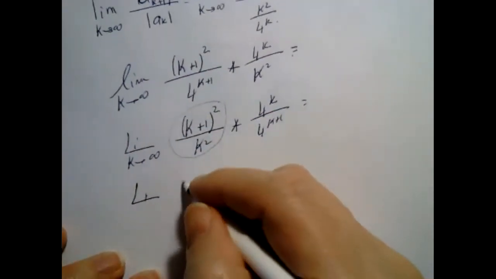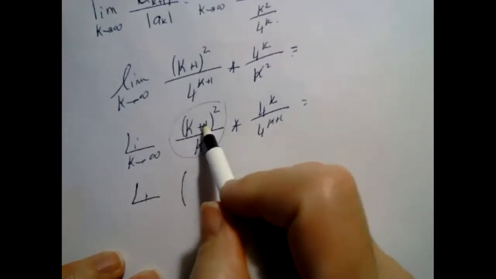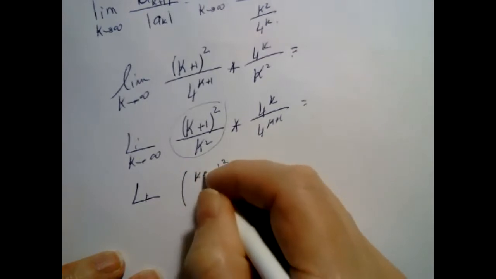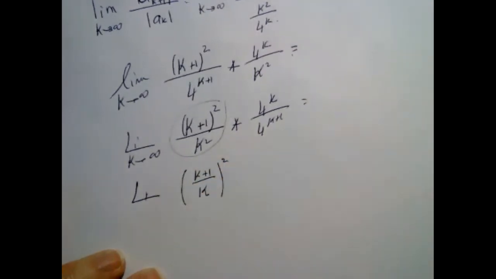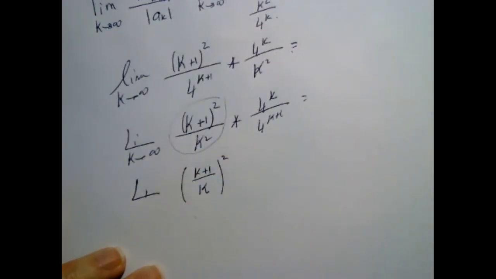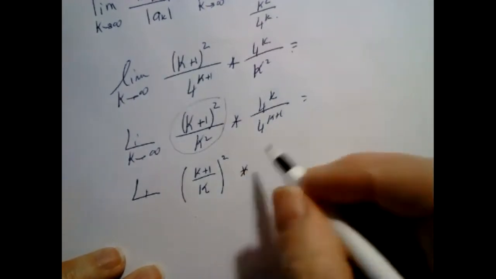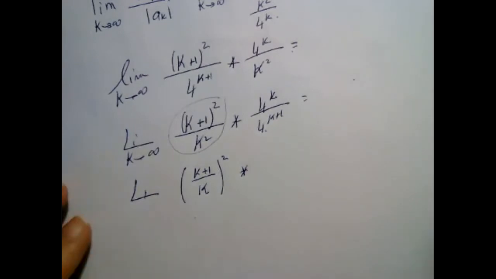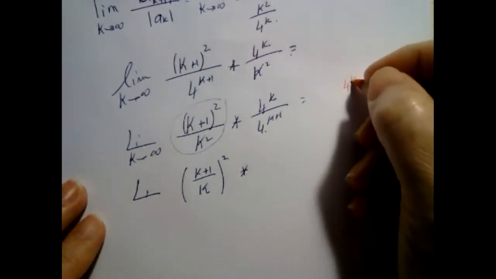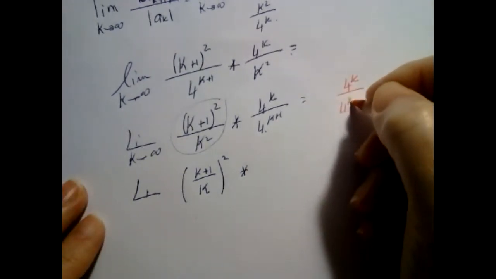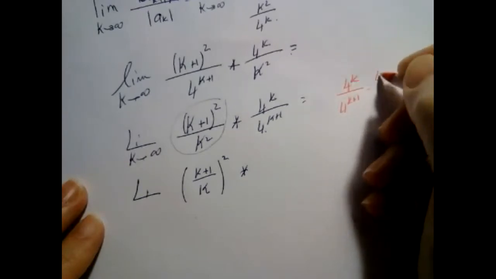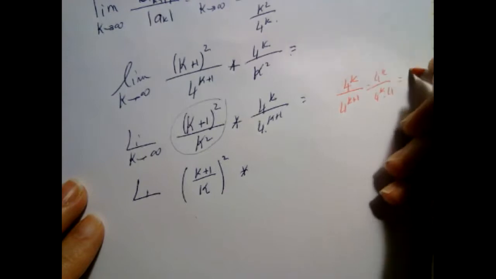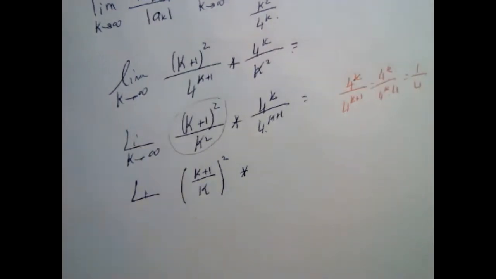One easy way to do it: you can either expand that, but I think it would be easier to put them all to the power 2. That would be easier to handle. And we multiply this by 4 to the k over 4 to the k plus 1. As we said yesterday, this is 4 to the k over 4 to the k plus 1, so we can rewrite it like that. And this would give me 1 over 4.